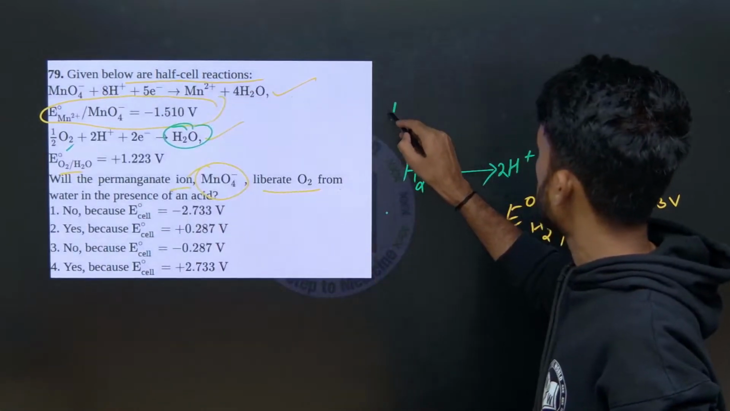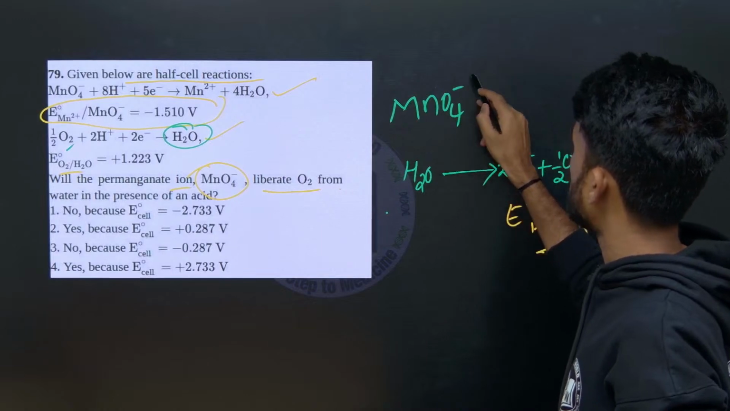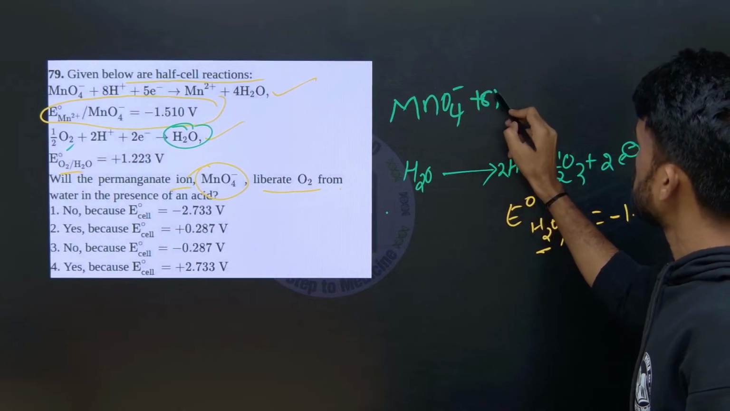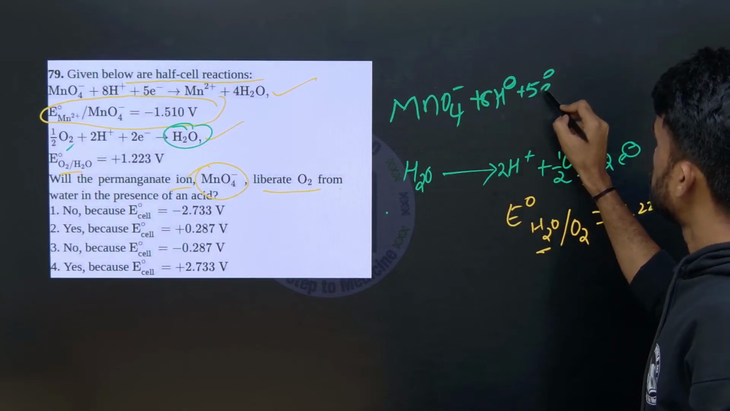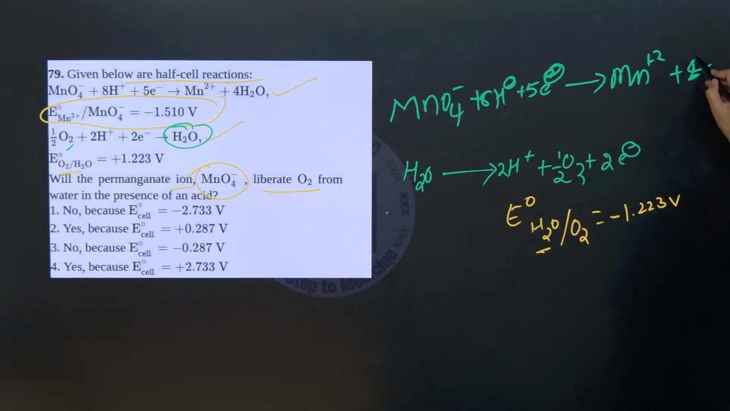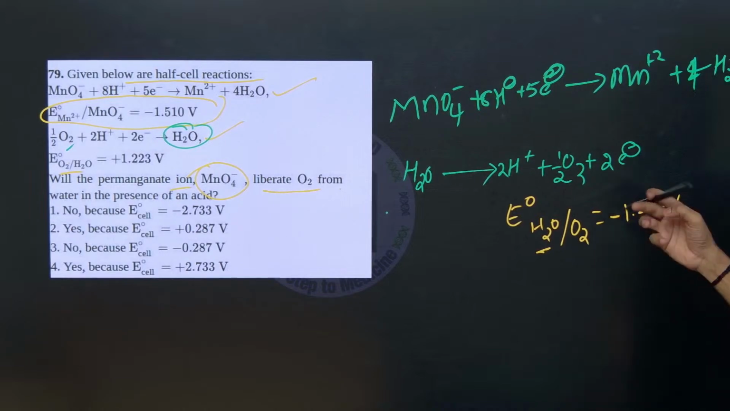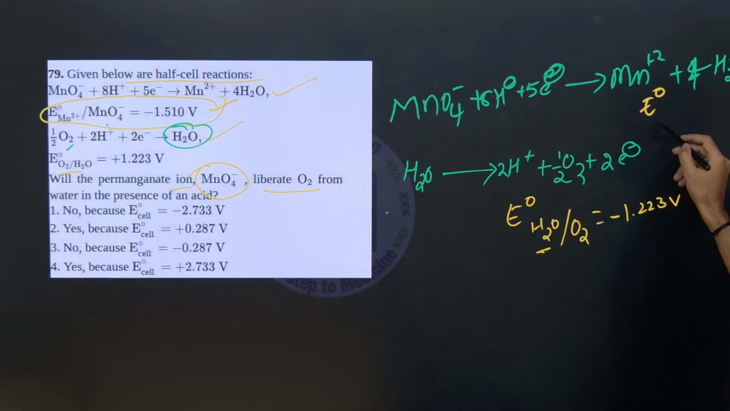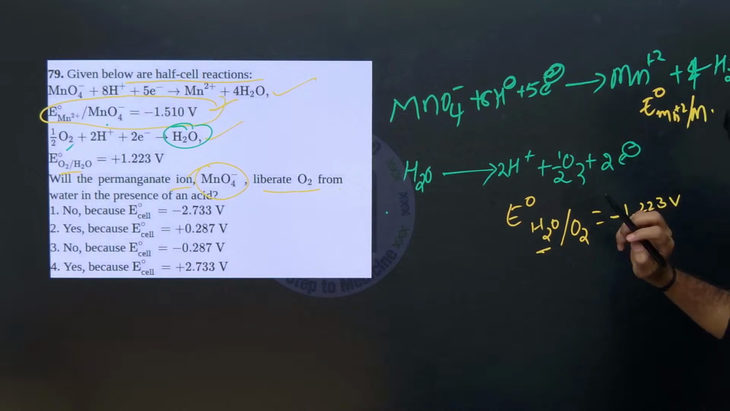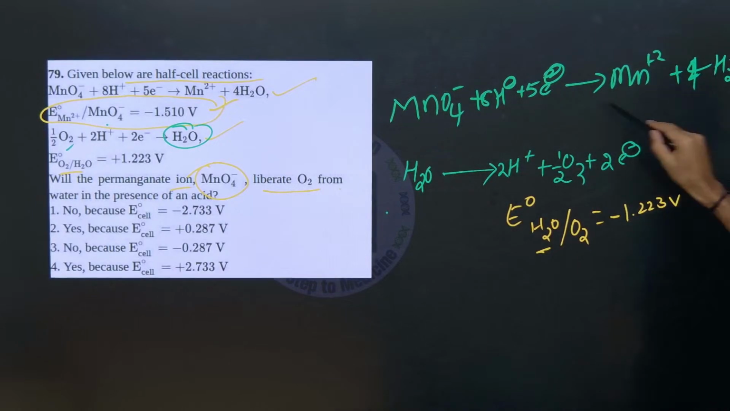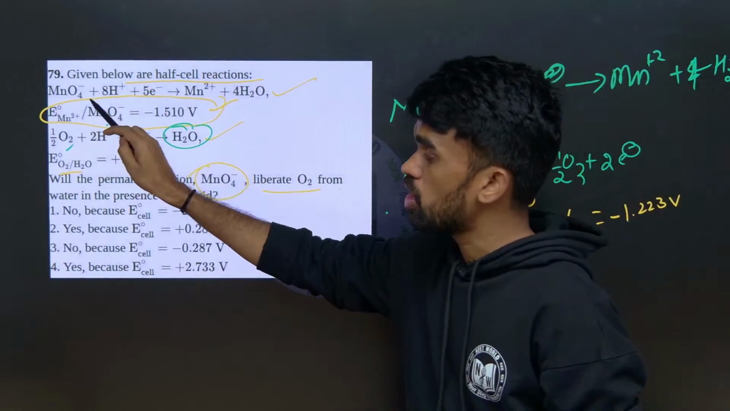In order for this process to move, the permanganate ion should undergo reduction, therefore the other will undergo oxidation. So it should take these 5 electrons, giving Mn2+ plus 4 H2O, as given. Now, what is the value they mentioned for this? This is reduction, so this is mentioned as E naught for Mn2+ to Mn. So this is reduction, but here they mention the oxidation value.